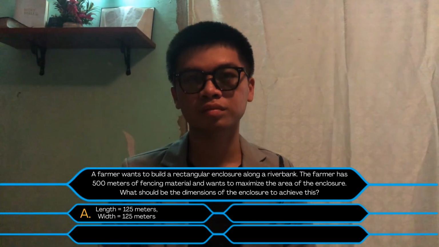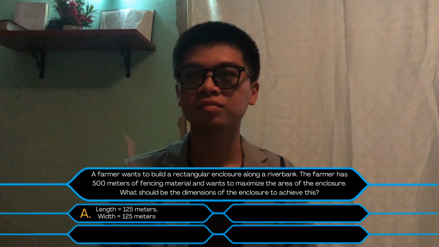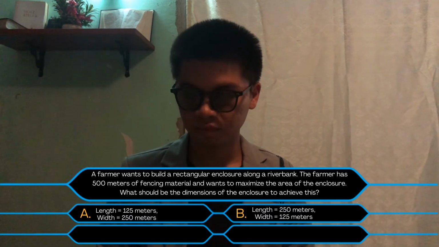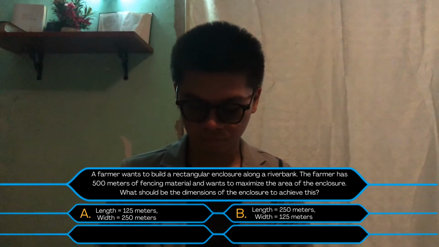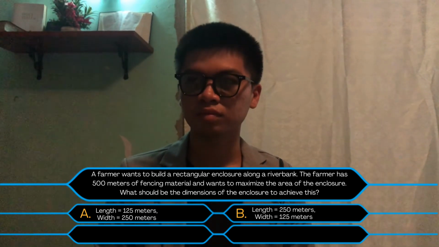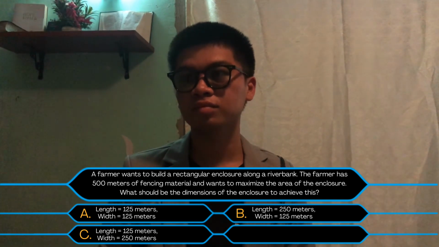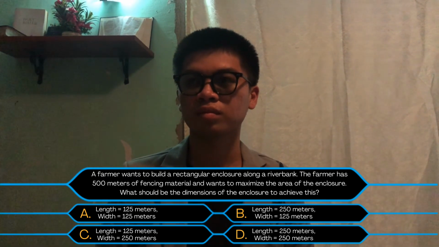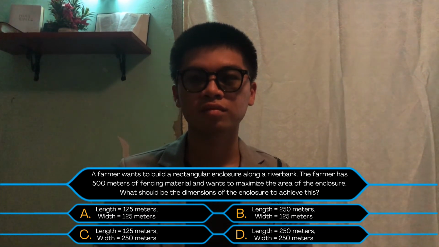Letter A, length is equal to 125 meters, width is equal to 125 meters. Letter B, length is equal to 250 meters, width is equal to 125 meters. Letter C, length is equal to 125 meters, width is equal to 250 meters, and letter D, length is equal to 250 meters, width is equal to 250 meters.